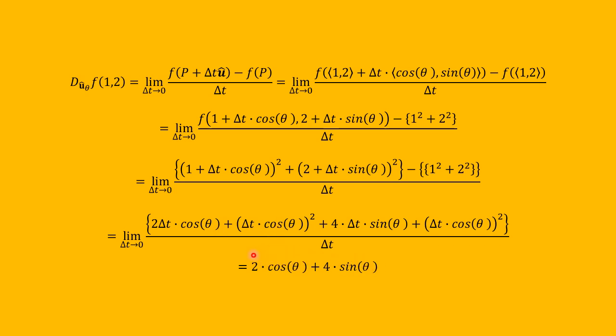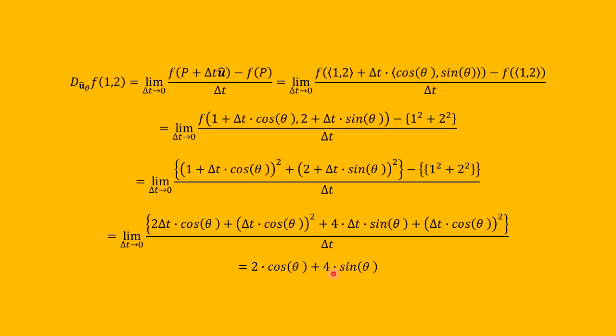Why? Well, if we divide 2 times delta t times cosine of theta and divide that by delta t, we're just left with 2 cosine theta. Over here, let's just skip this one for a second. Over here, 4 delta t times sine theta divided by delta t gives us 4 sine theta.